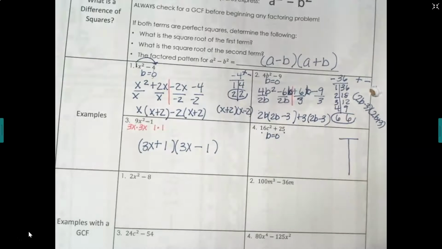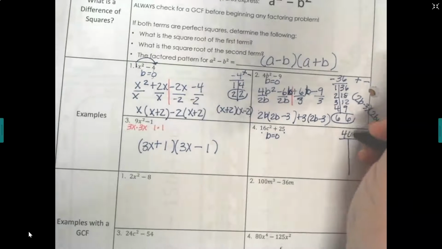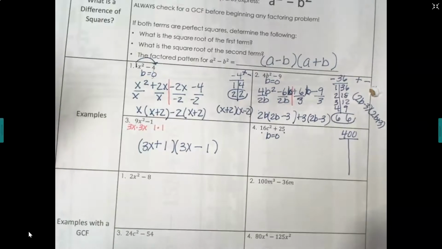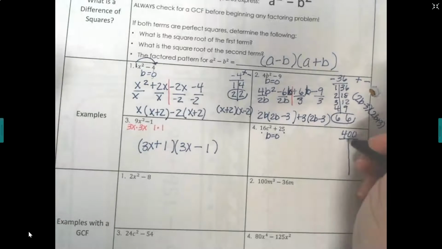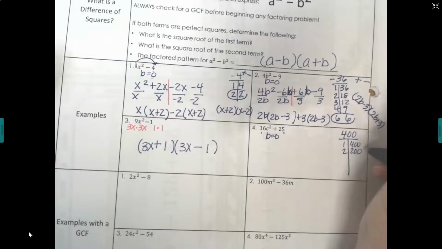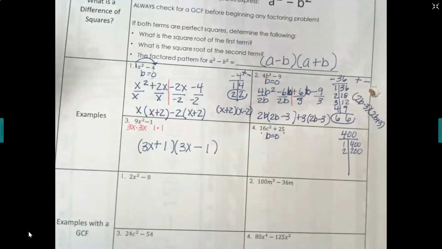So we've got to multiply 16 times 25, which is 400. That's a pretty big number. So I'm looking for opposites. So 1 and 400, 2 and 200. So let's pause the video and get all of our factors and come back.